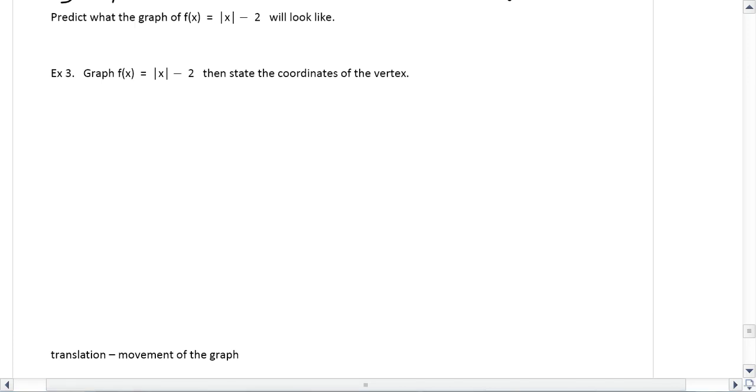I'd like you to predict, what do you suppose would be the graph of absolute value of x minus 2. So think about that for just a minute.